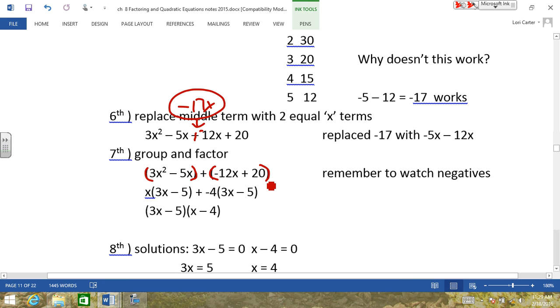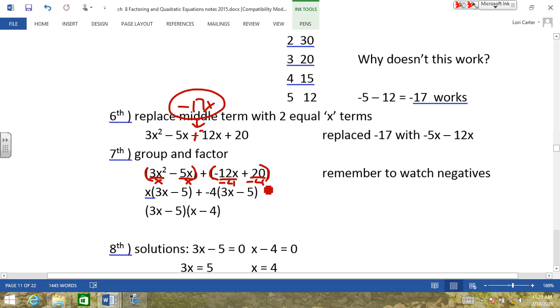Next, factor. Take out what they have in common, an x. Where does the x go? In the front. Give me 3x minus 5. What do these two have in common? 4. I will tell you, you always want the first term positive. So if it's a negative, I'm going to take out a negative. If it's a positive, I'm going to take out a positive. So since it's a -12, I'm going to take out a -4, giving me a positive 3x minus 5.